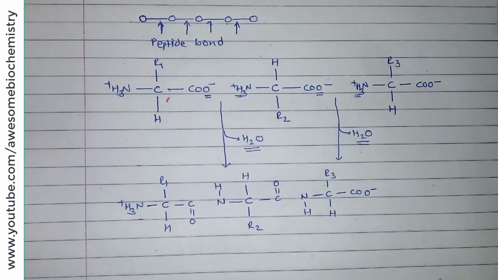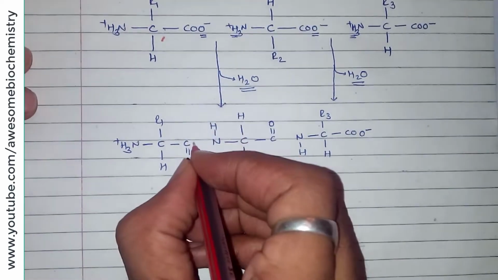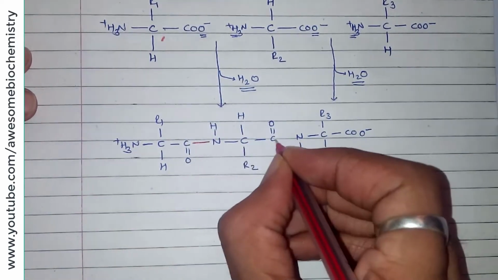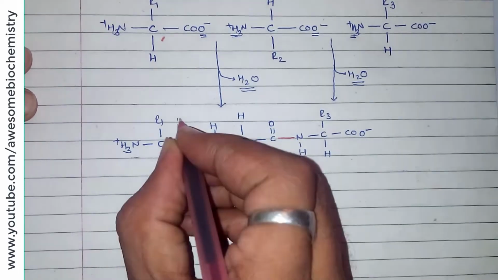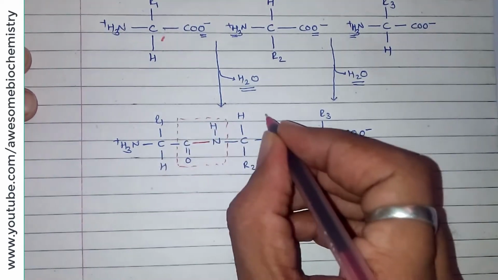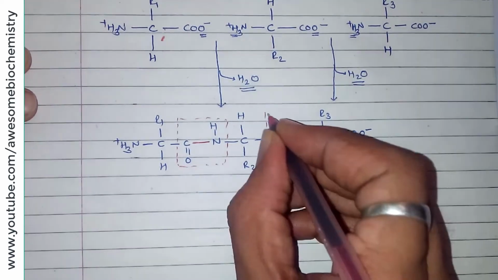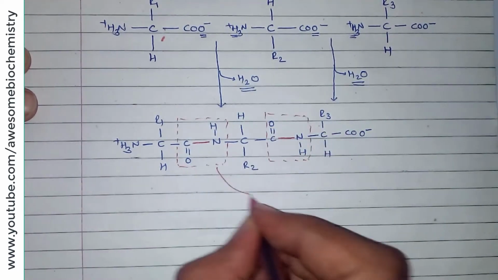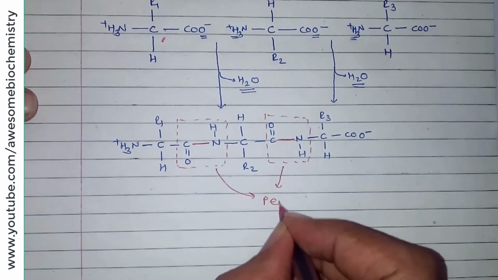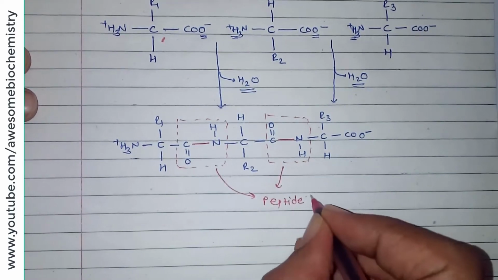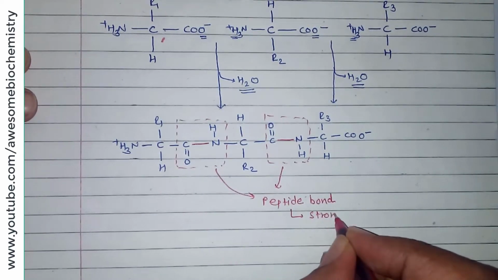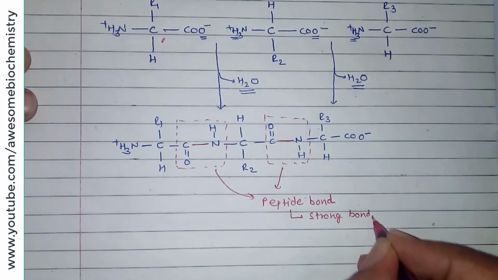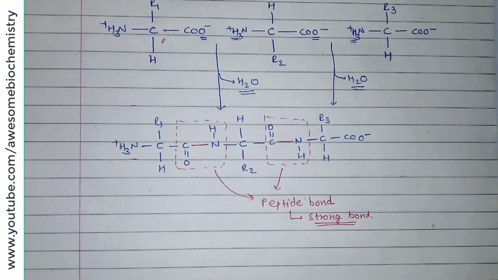Now, what will happen? There will be a formation of a peptide bond over here. So, this portion is a peptide bond. This is also a peptide bond, right. So, both of these are peptide bonds. This peptide bond is a strong bond, a covalent bond. So, if we want to break down this strong peptide bond, we have to use extra force.